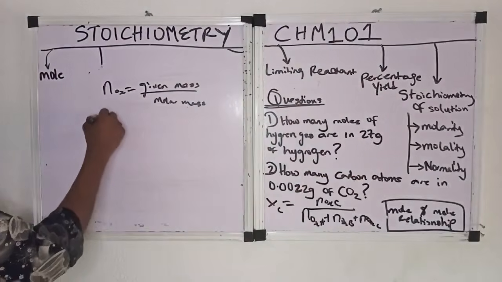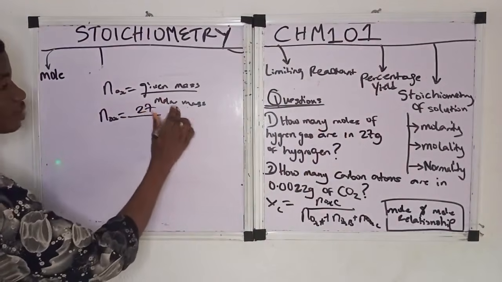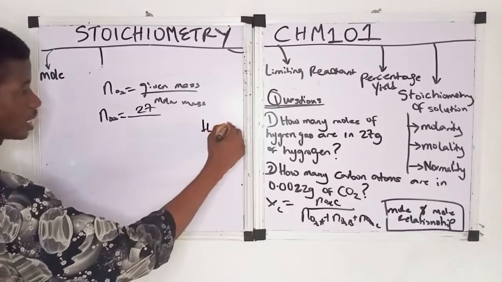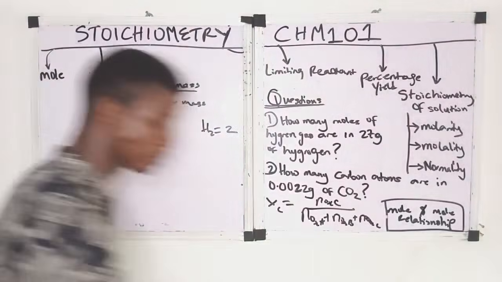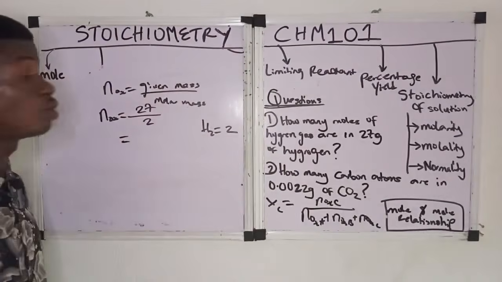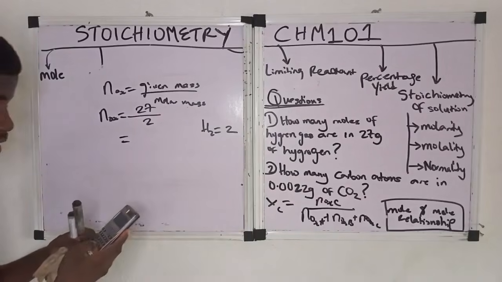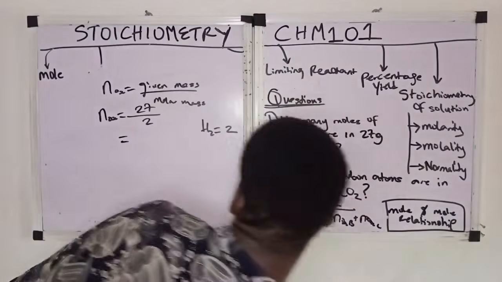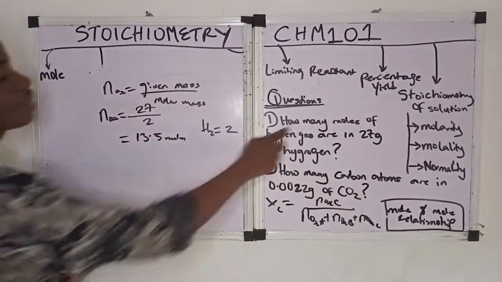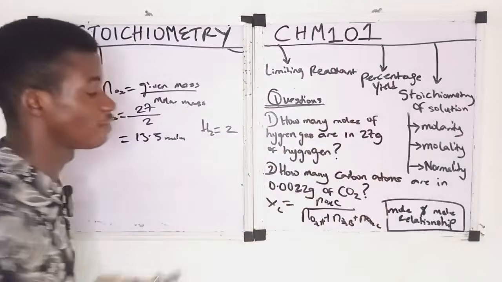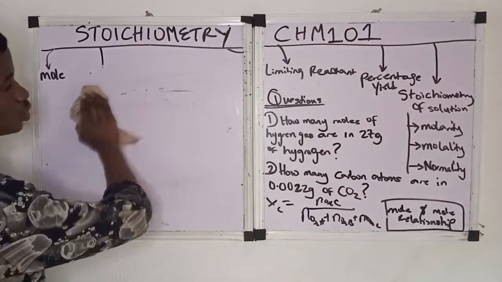So the number of moles is equal to the given mass of hydrogen, which is 27. Now what is the molar mass of hydrogen gas? The molar mass of hydrogen gas is 2. So 27 divided by 2 will give us the mole of hydrogen, which is 13.5 moles. So that is how many moles of hydrogen gas are in 27 grams of hydrogen. So it's 13.5 moles.